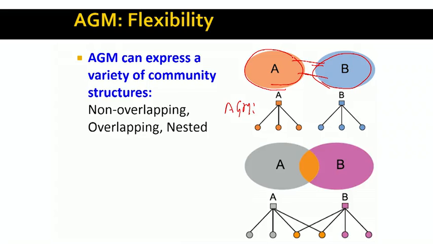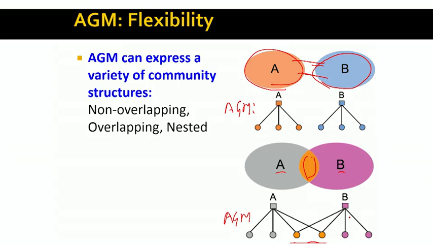If we already know how to model overlapping communities, the idea here is I have communities A and B. They overlap in this yellow area. So how does the AGM look like? Here's the model. Basically, I have these 2 yellow nodes that actually belong to both communities, to community A and community B.